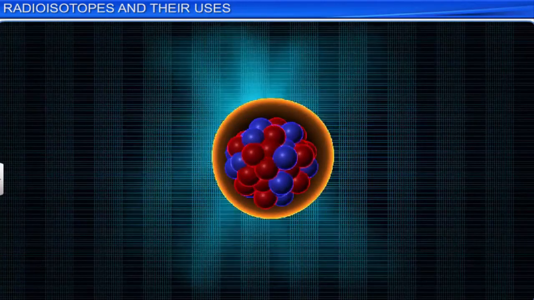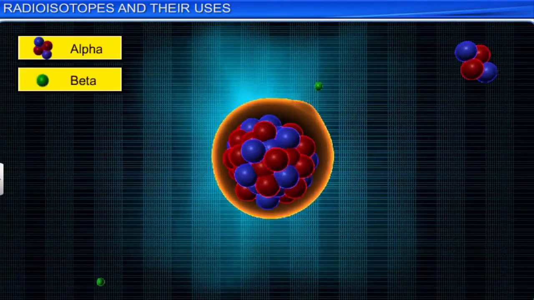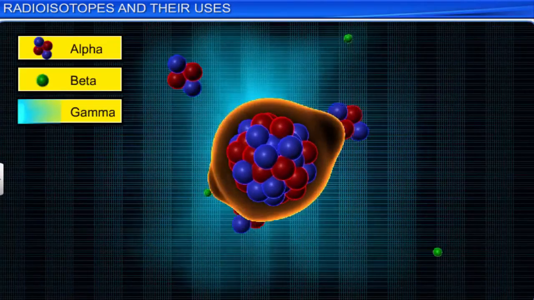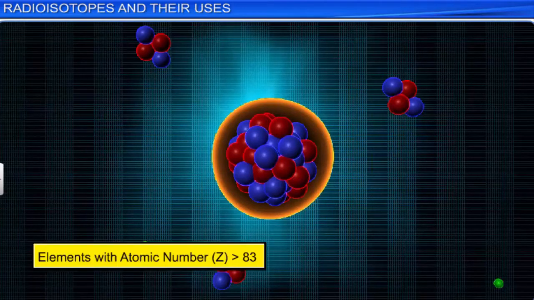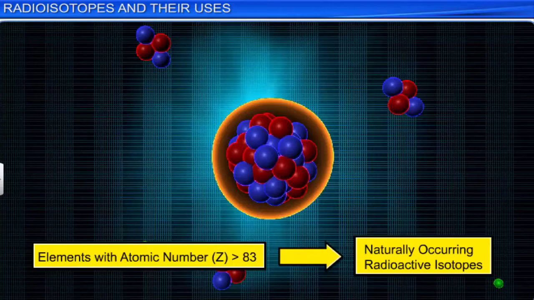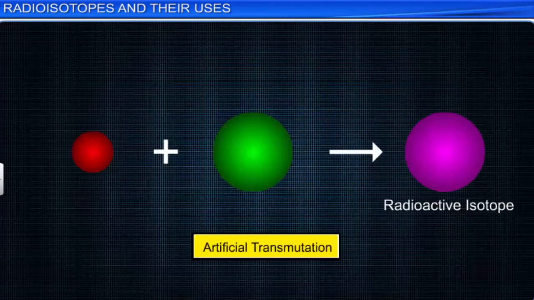These radioactive isotopes continuously emit alpha, beta or gamma particles to attain stability. All elements with atomic number greater than 83 exhibit radioactivity naturally and are known as naturally occurring radioactive isotopes. Radioactive isotopes of smaller atomic numbers can be produced artificially by artificial transmutation.